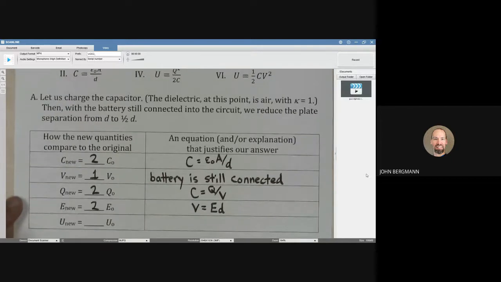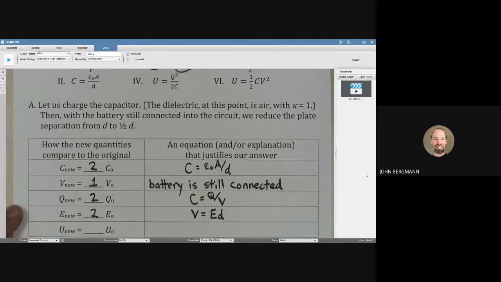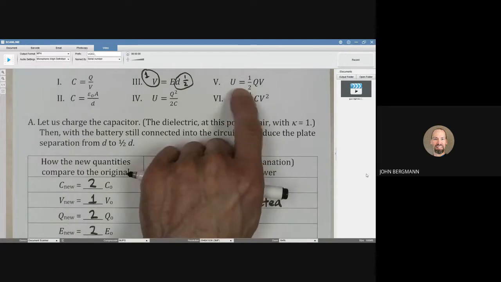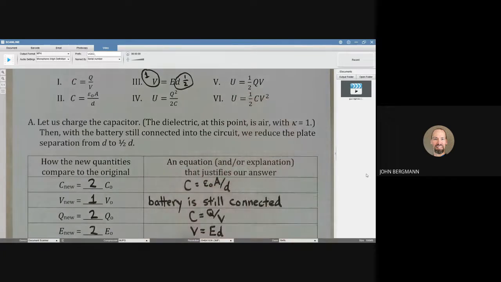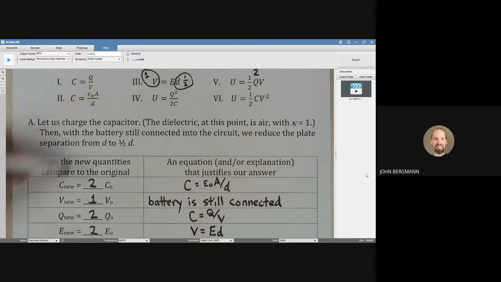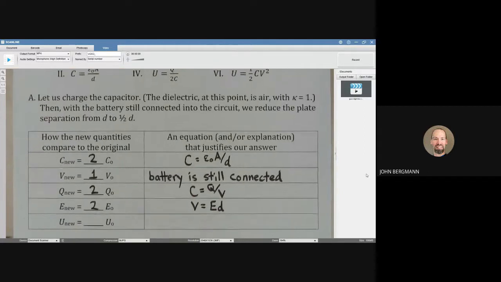And lastly, what happened to the energy? Well, we need some equation for energy. For a case like this, I like to use this one right here, because we can see that the charge has doubled. I'm going to put a 2 right there. And the voltage has remained the same. That's a 1. This factor of 1/2 is just a constant. We don't need to consider that. The point here is that the charge having doubled and the voltage being the same, that must mean that the energy has doubled.